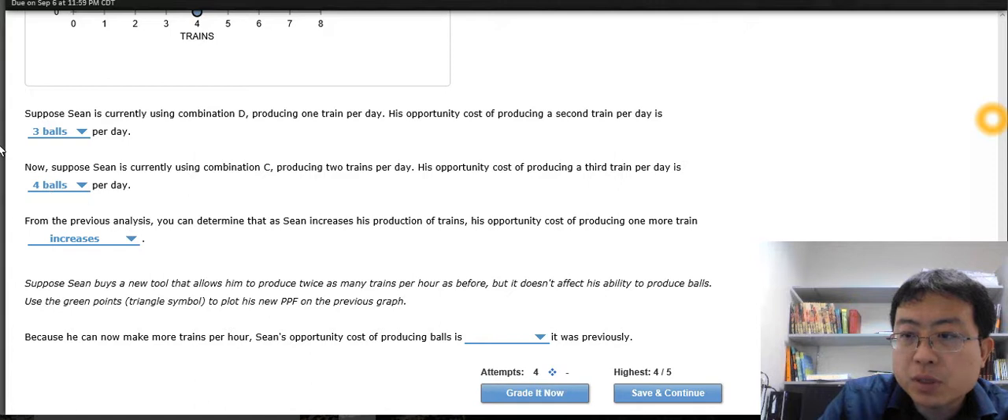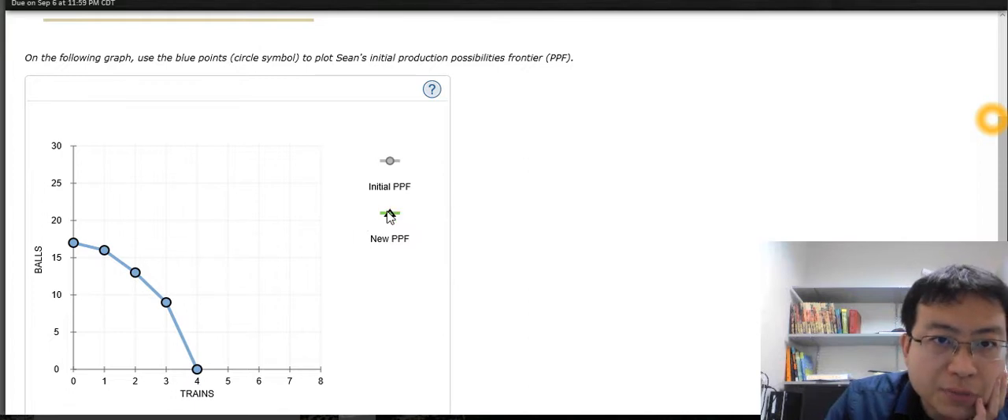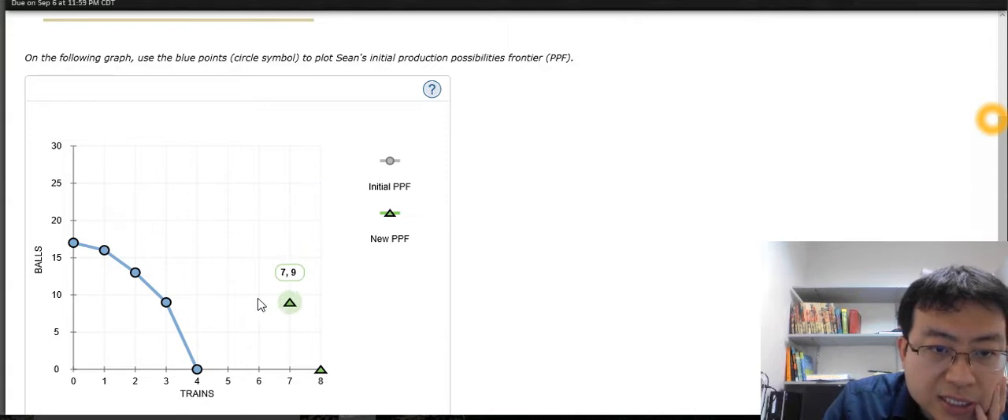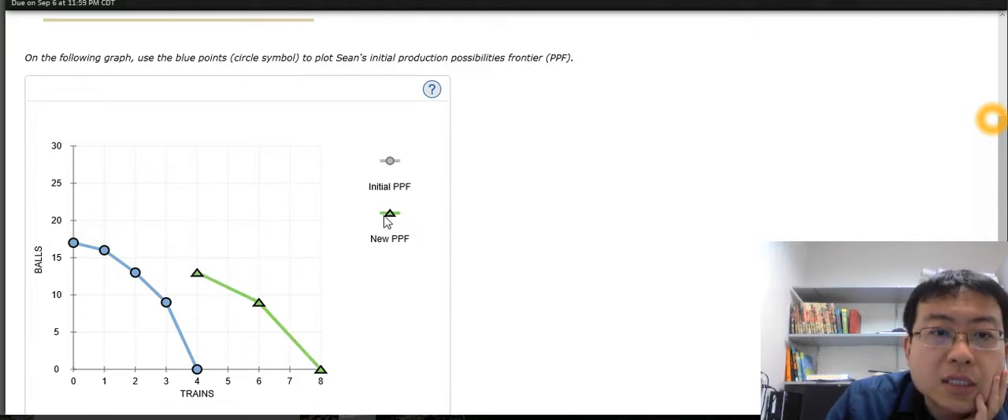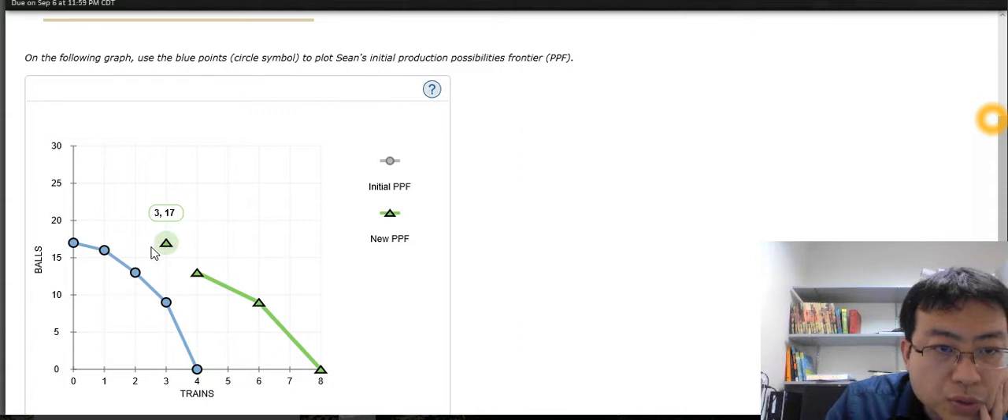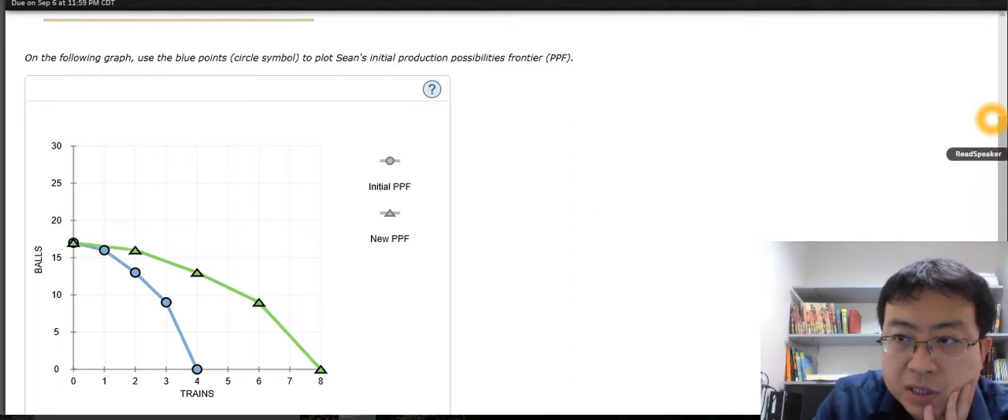So let's go back to the previous graph and produce our new PPF. So the new PPF, our number of trains will be doubled, but our number of balls will stay the same. So for the first point, before we had 0 and 4, now it will be 0 and 8. And the second point we had was 3 and 9, so now it will be 6 and 9. And then the third point will be 4 and 13. The next point, 4 and 13, be careful. The next point will be 2 and 16. And the last point will be still 0 and 17. Okay, so the green points is our new production possibility frontier.